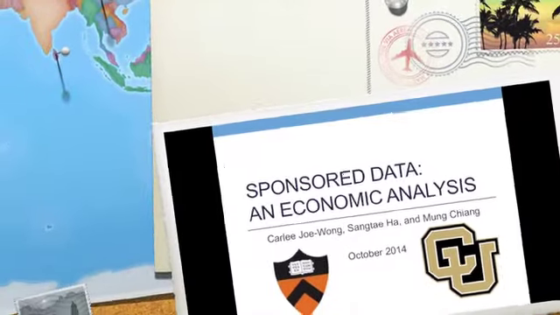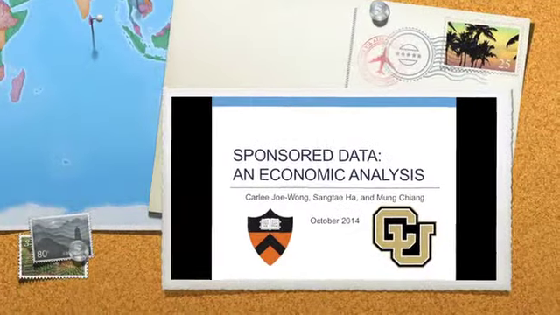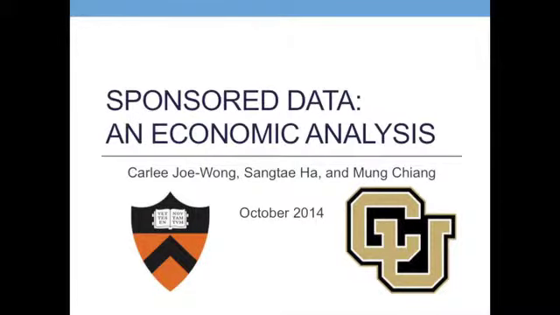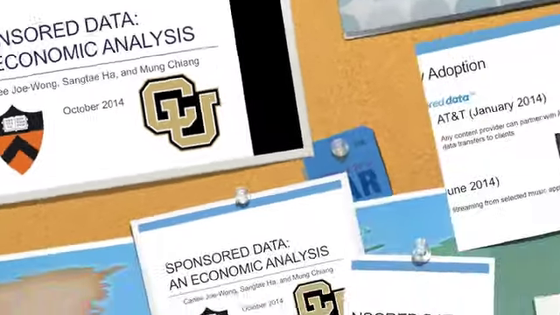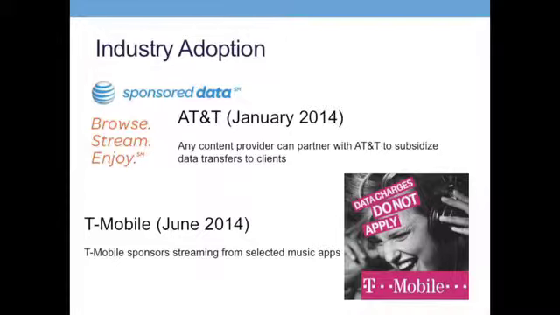This project considers sponsored data, a new form of mobile data pricing. It is joint work between Carlee Joe-Wong and Sangtae Ha at Princeton and Mung Chiang at the University of Colorado. Sponsored data allows content providers to pay for users' mobile data usage.